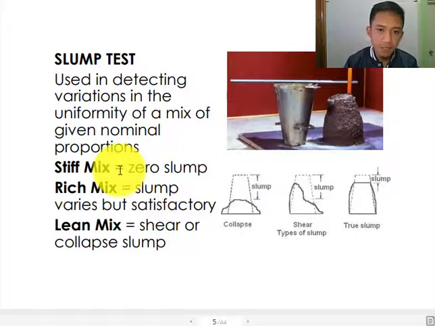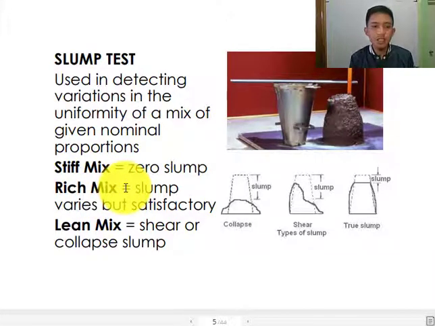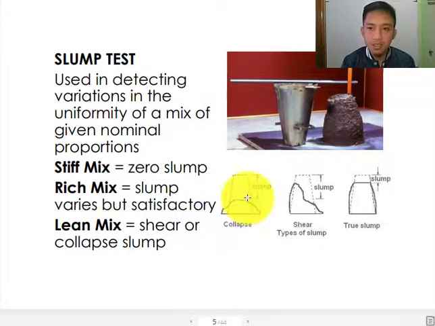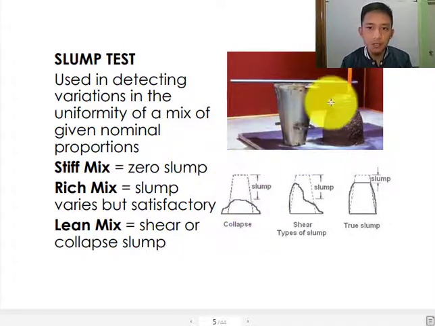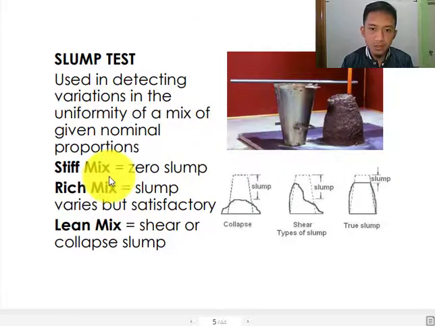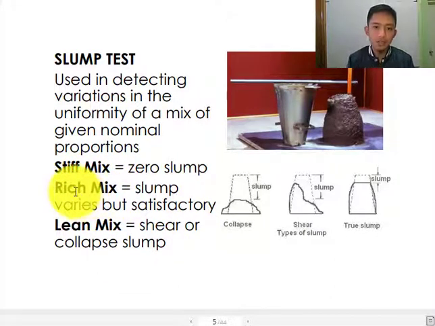So that is the stiff mix, and then we have what we call the rich mix. If you say rich mix, this determines that the mix is at its ideal ratio. So slump varies but is satisfactory. It depends; there is a range, but it is satisfactory or ideal. Because of course, if you say stiff, that might be lacking water. If we say lean mix, that is too much also. So you should have just enough. That is your rich mix.